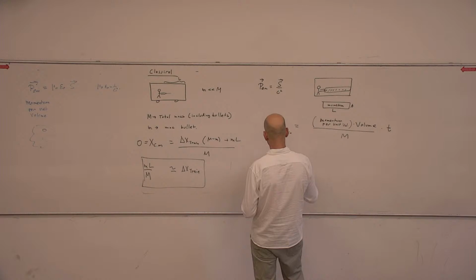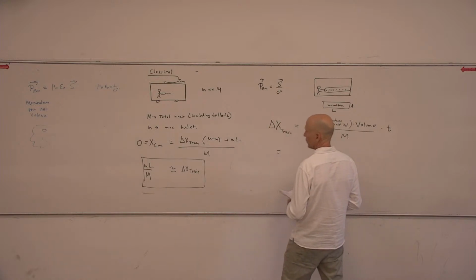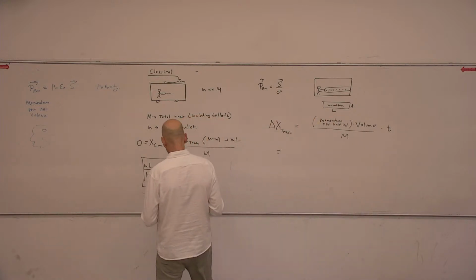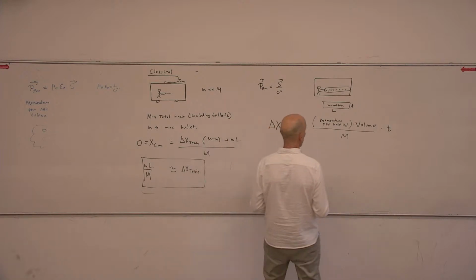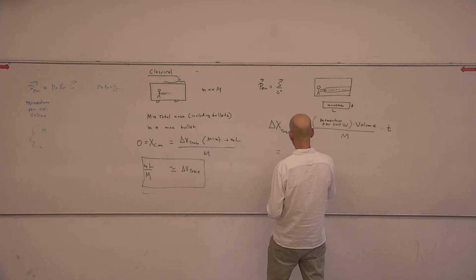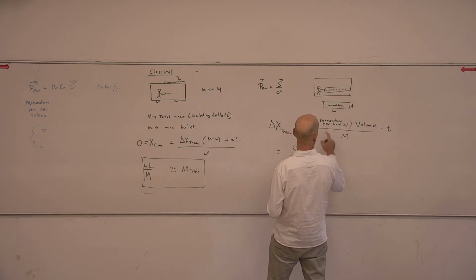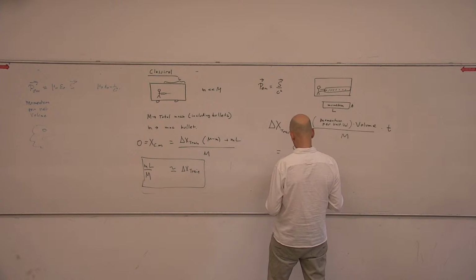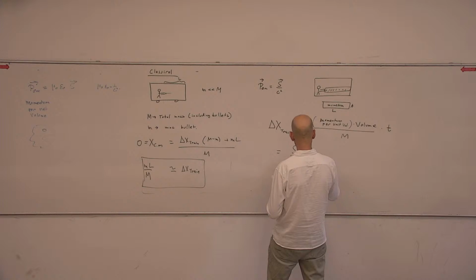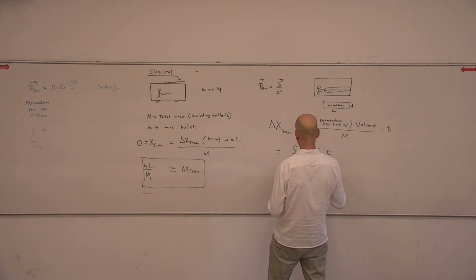Now, what am I going to do? So I need to have here the following. So I have here S divided by C squared. This is this one. I have here the volume, I have here T, and I have here the mass.